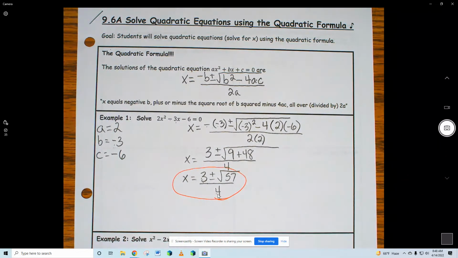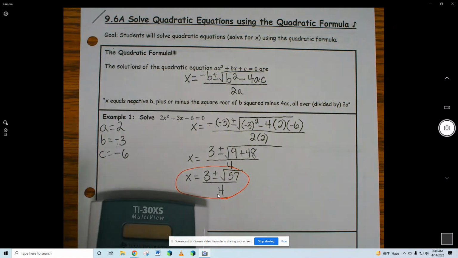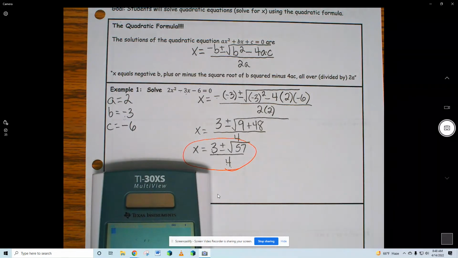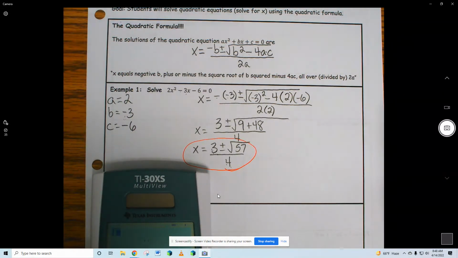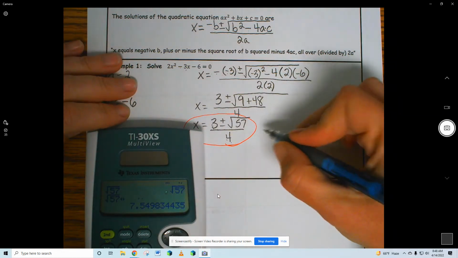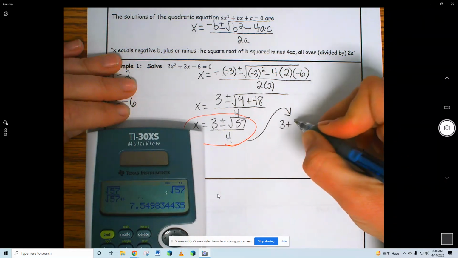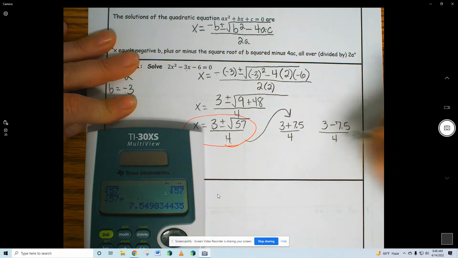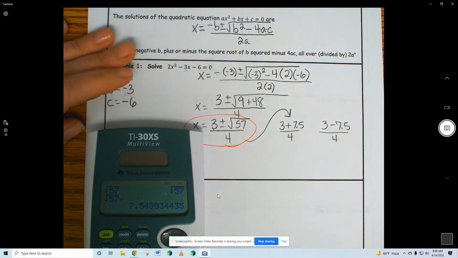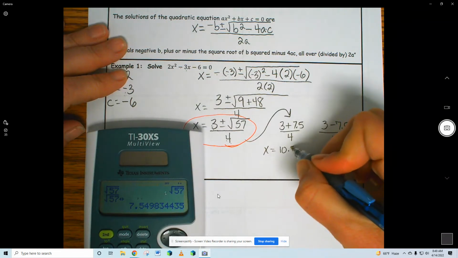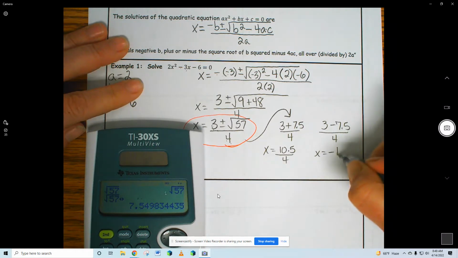If you were graphing it, we're not going to graph it. But I need to let you know that if I wanted to go further, I would have to figure out what's the square root of 57. It's about 7.5. So I could go, let me make room, 3 plus 7.5 over 4, and 3 minus 7.5 over 4, plus and minus. These are going to be my x-intercepts, my solutions, my zeros. 10.5 over 4, negative 4.5 over 4.